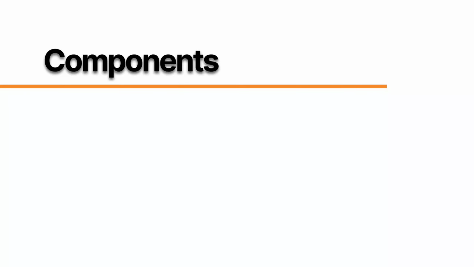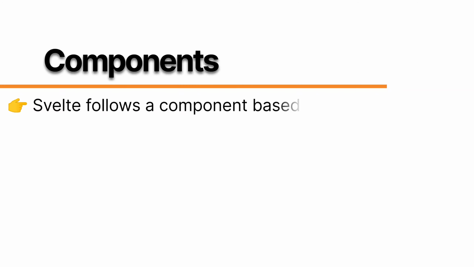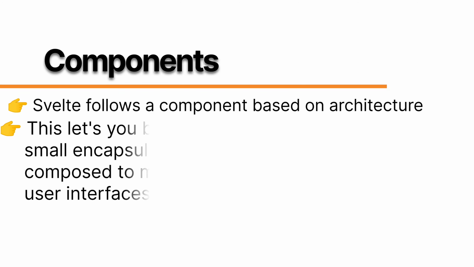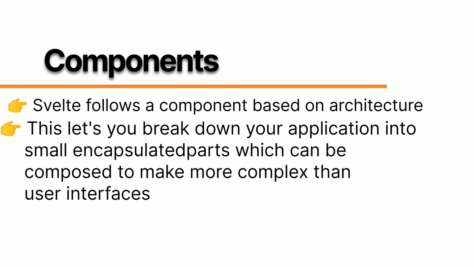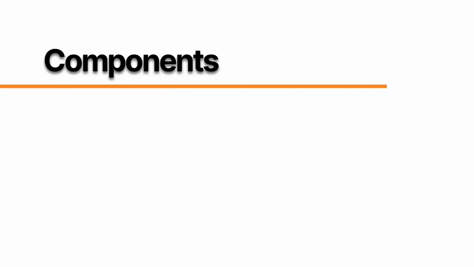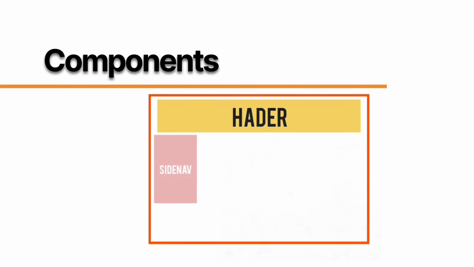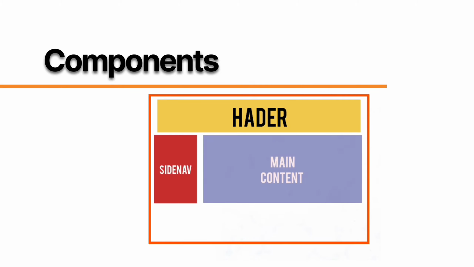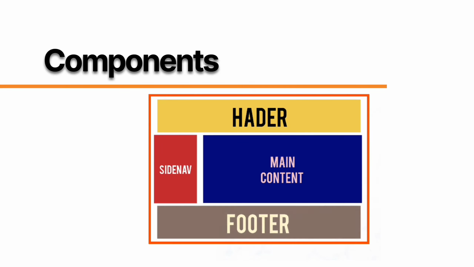Now similar to React, Vue and Angular, Svelte follows a component based architecture. This lets you break down your application into small encapsulated parts which can then be composed to make more complex user interfaces. For example, a traditional website can be broken down into header, site navigation, main content, and footer. You can say that this particular application has 5 components.